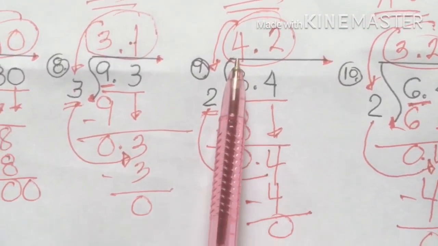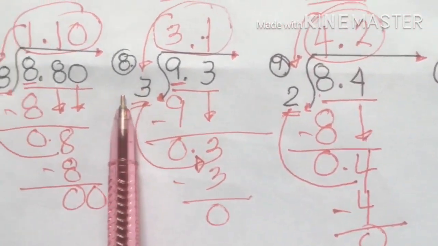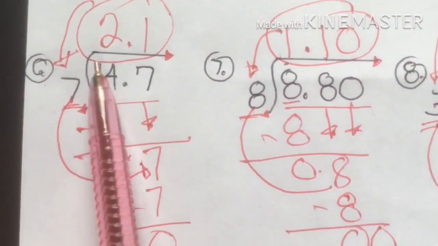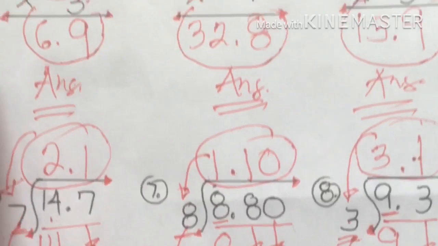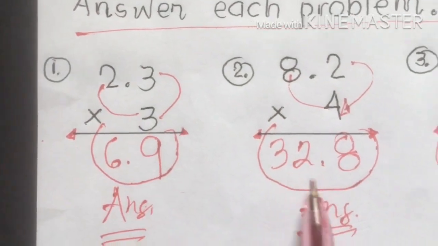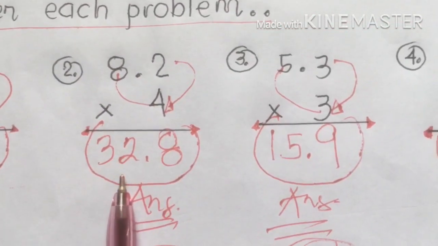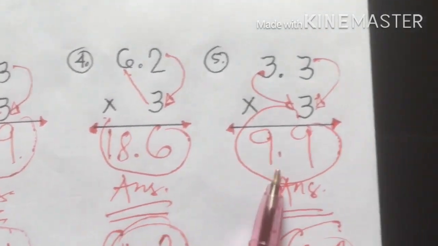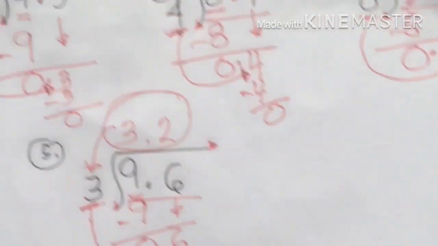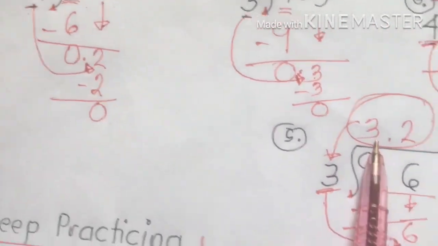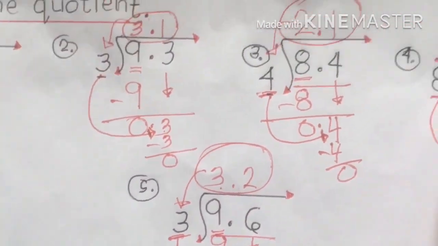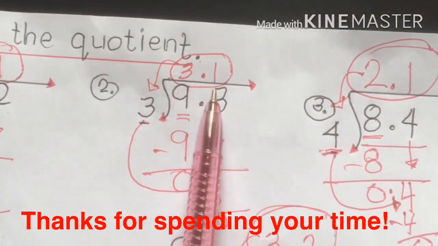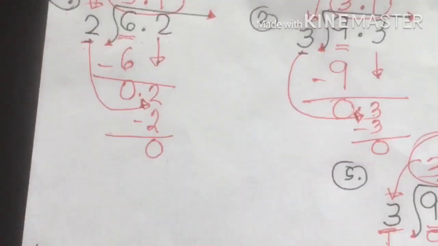Count it properly. 4.2 for number 9. 8, 3.1. 7, 1.10. 6, 2.1. For the products, number 1, 6.9. Number 2, 32.8. 3, 15.9. 4, 18.6. 5, 9.9. Here for letter B, 3.2, 5, 4, 1.1, 3, 2.1, 2, 3.1, 1, 3.1.